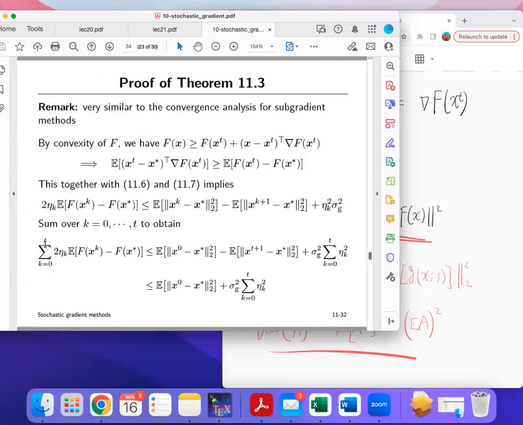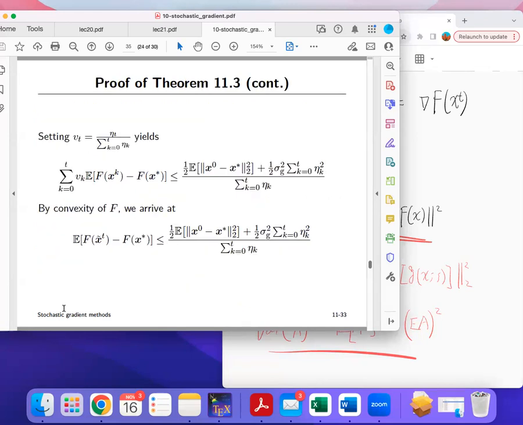Right? We go back to the previous one. Here we have eta k. And once you divide it by the sum of eta k, you have that v t. This is exactly eta divided by the sum of the step size. So divide both sides by the sum of the step size, and this is a convex combination coefficient because they are non-negative and they sum up to 1.